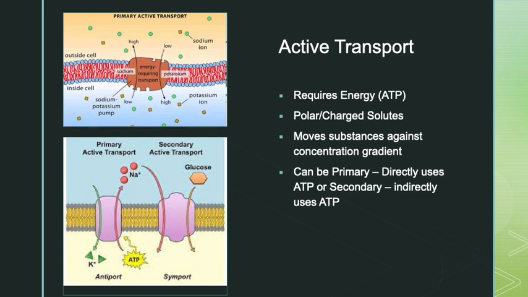So primary active transport directly uses ATP. Secondary active transport indirectly uses ATP, meaning usually in 1 to 2 steps prior, we have utilized that ATP molecule.